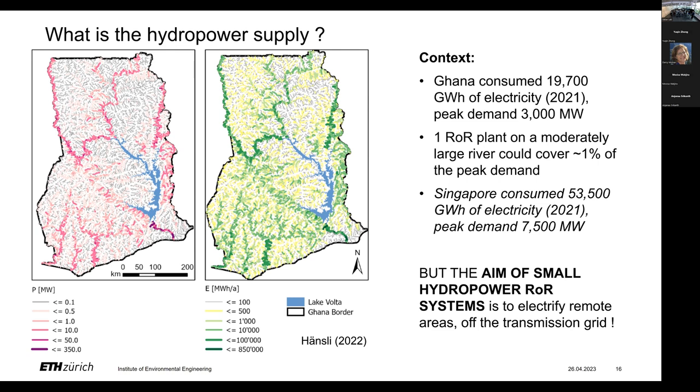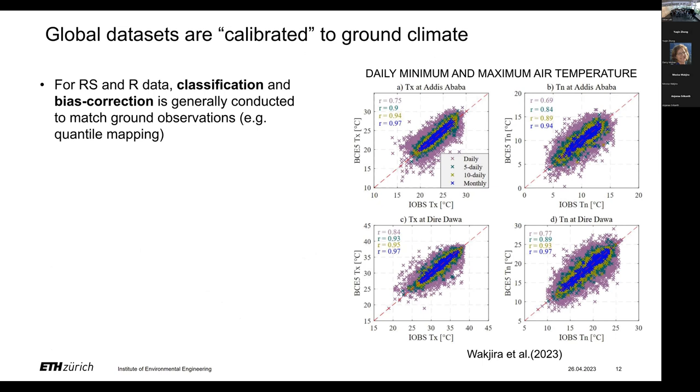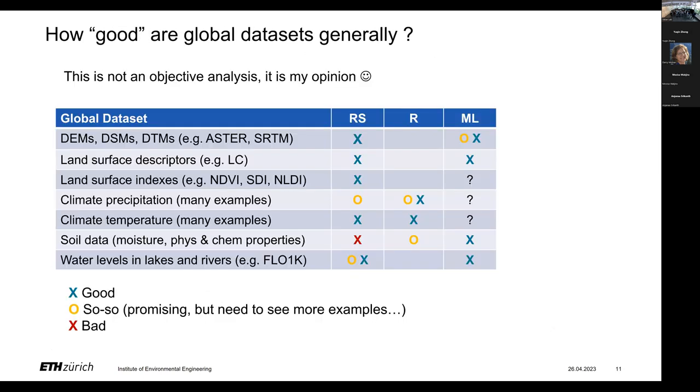So yes, regarding soil data, remote sensing is not so good. Instead of that, machine learning is very good. It's a little bit surprising to me, because how do you generate the soil data using machine learning?